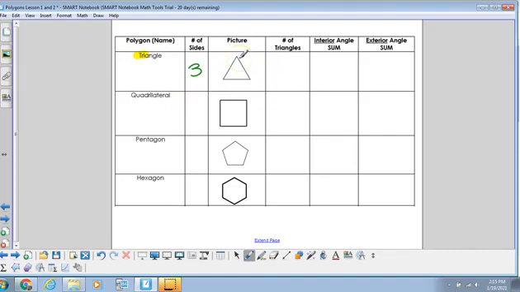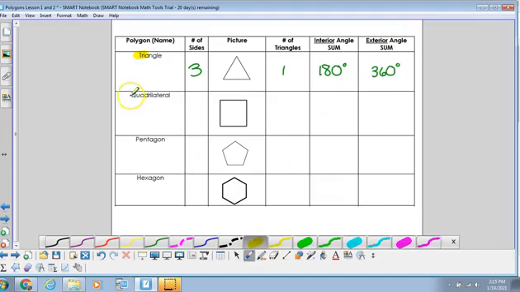Of course, they don't all look like this, but we know that a triangle has an interior sum of 180 degrees. Now the exterior angle sum theorem, I'm just going to go ahead and give you this one, is 360 degrees.